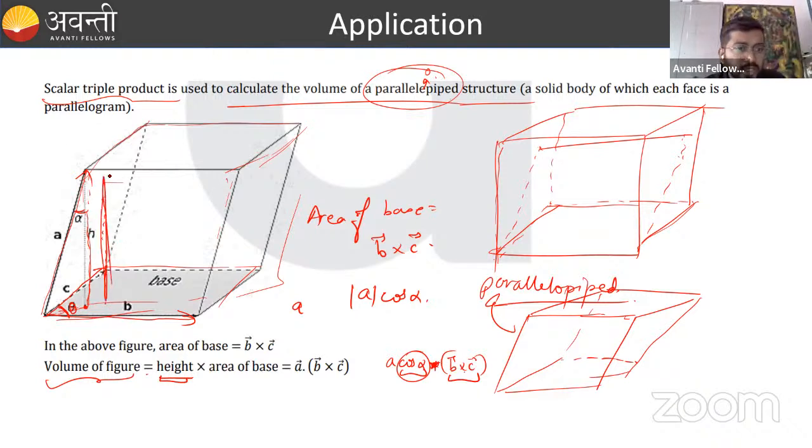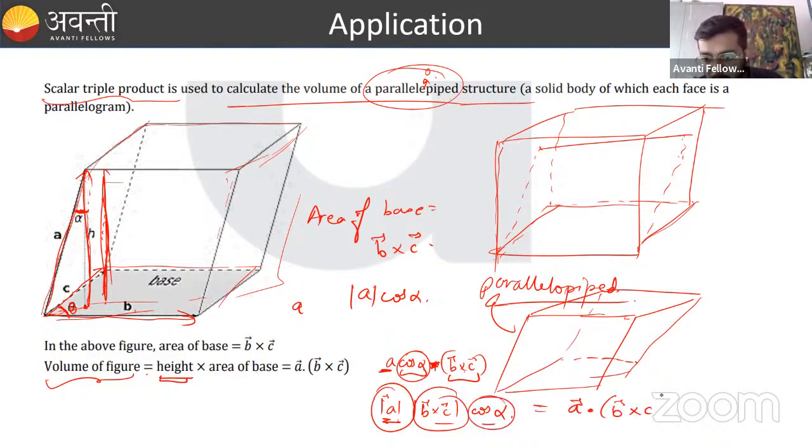So that is why this perpendicular and this perpendicular will make the same angle alpha. Hence the angle between A bar and B bar cross C bar is also given by alpha. Therefore this can be written as mod of A bar into B bar cross C bar cos alpha. This is like one vector into another vector into cos of the angle between them. So this is like a dot product, right? Hence you can write it as A bar dot B bar cross C bar.